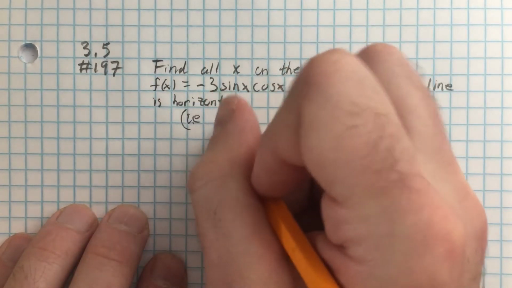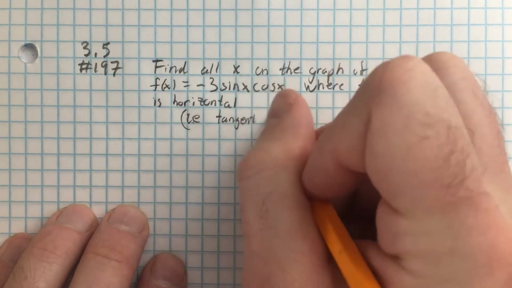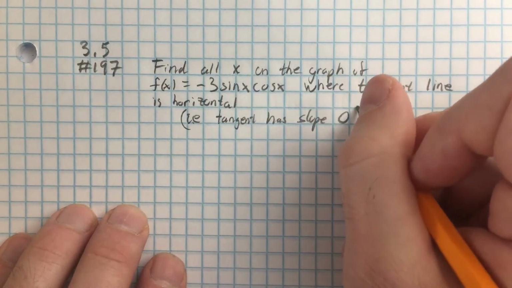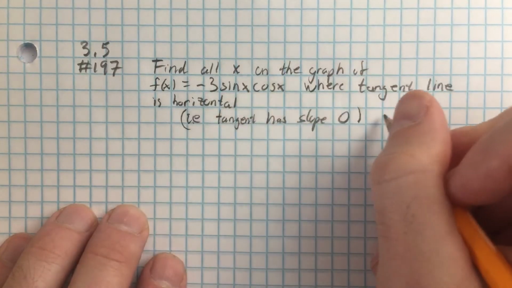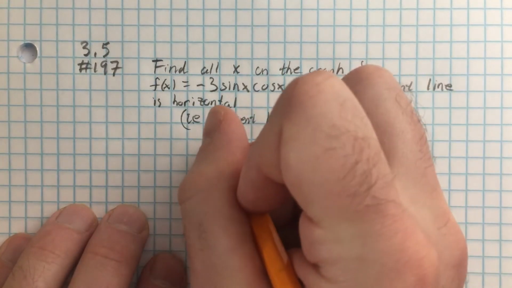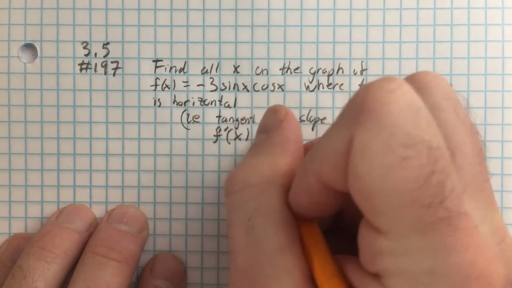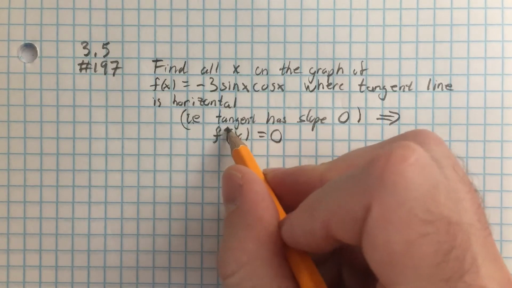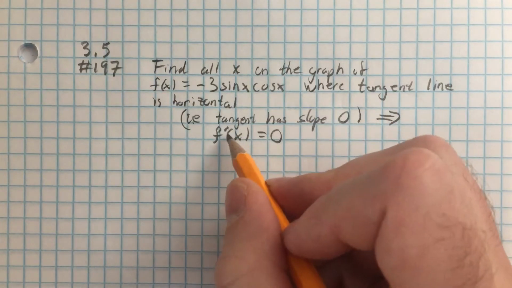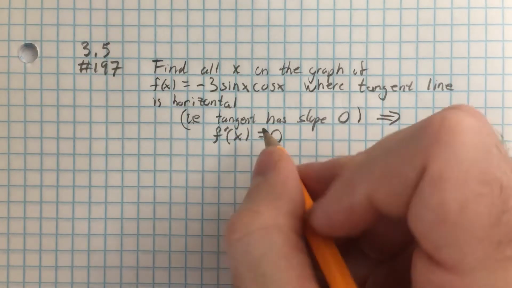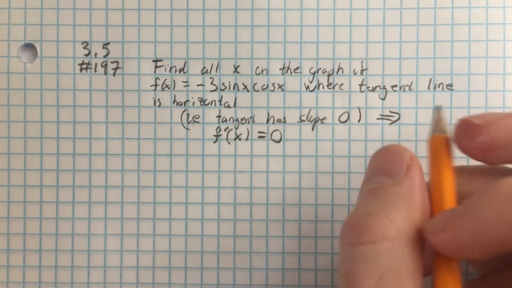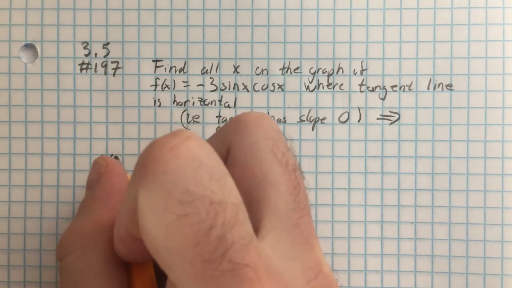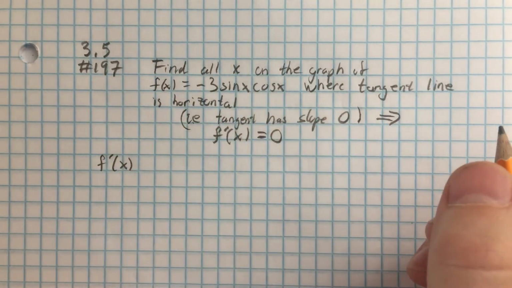i.e. tangent has slope 0. Well, if the tangent line has slope 0, then that's going to imply to us that f prime of x should have a value of 0, right? Slope of the curve is the slope of the tangent line at the curve there, so if the slope is 0, then the derivative must be 0. Again, a very important problem throughout the rest of the course, finding where the slope is 0.